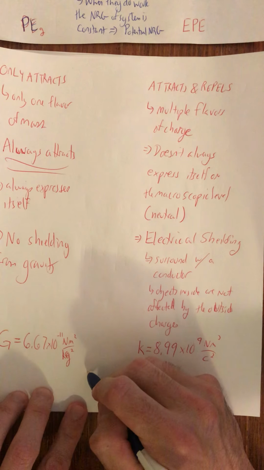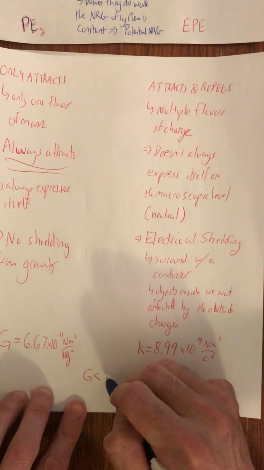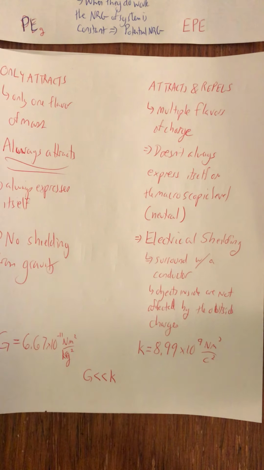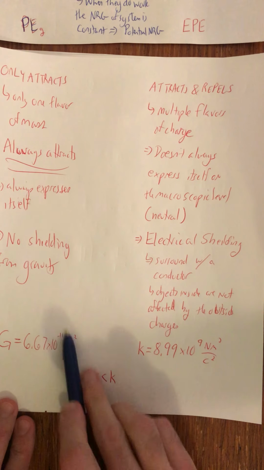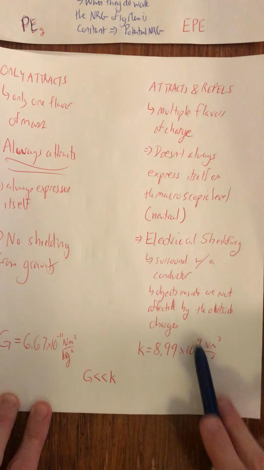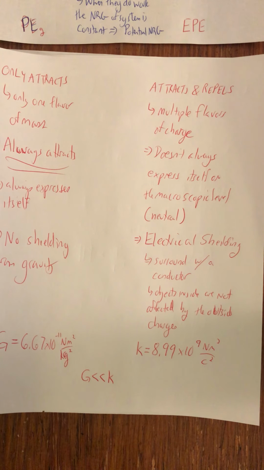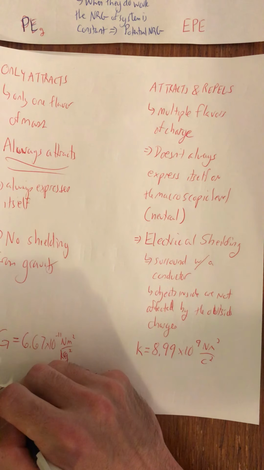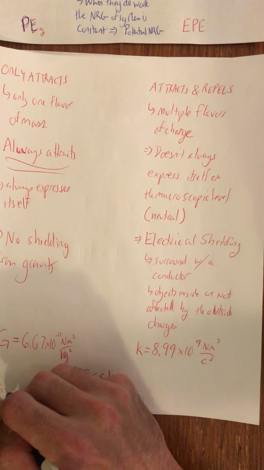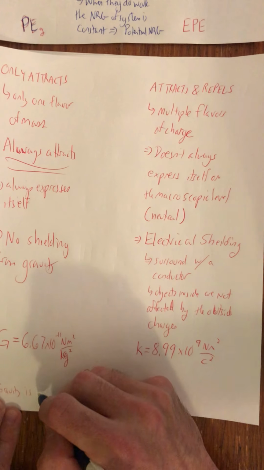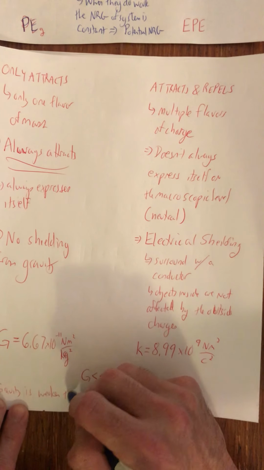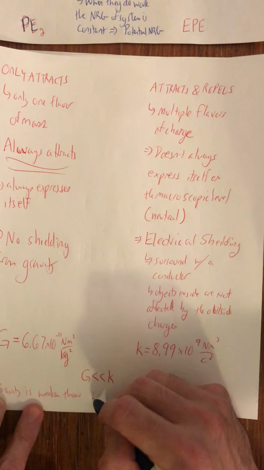Notice here that G is much less than K. Not just a little bit less, 10 to the negative 11th, 10 to the positive 9th, right? That is a billion times 100 times less. And that's super important. That means, on average, gravity is weaker than the electrostatic force.